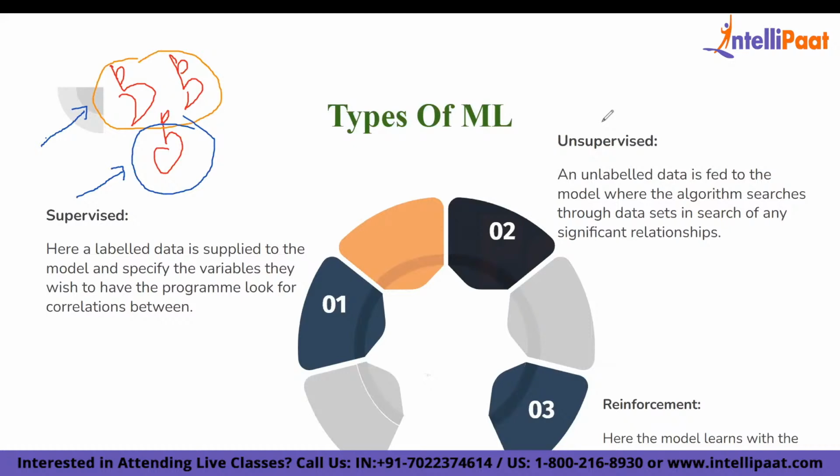So here you can see that an unlabeled data is fed to the model where the algorithm searches through data. Okay, so it's searching through the data set to see any significant relationship.